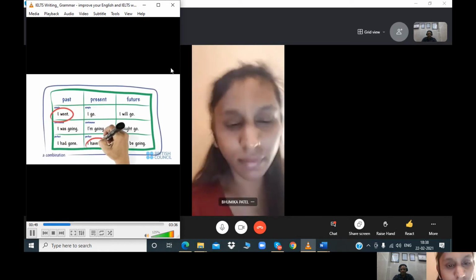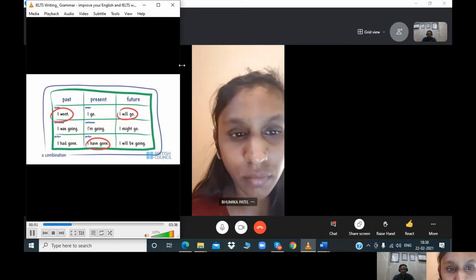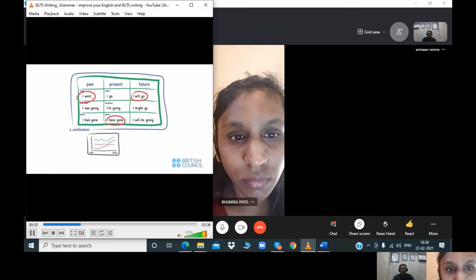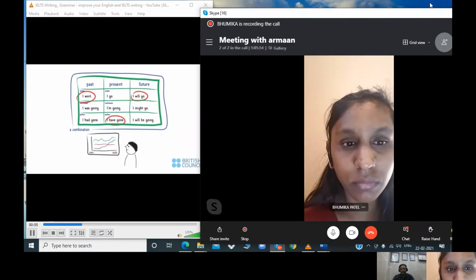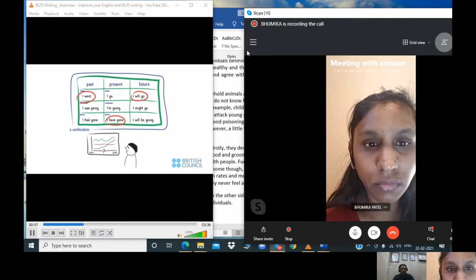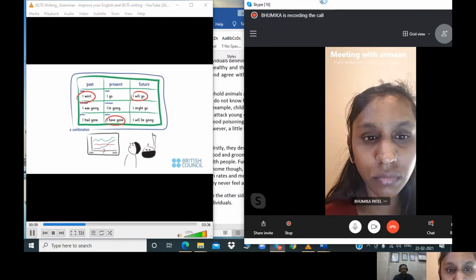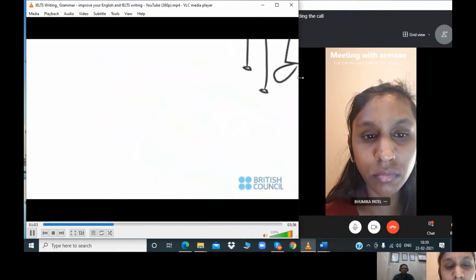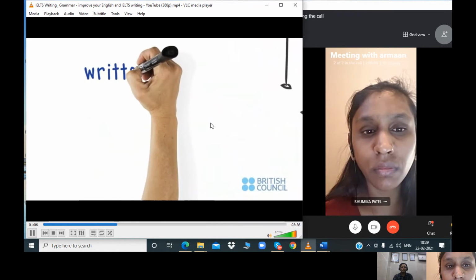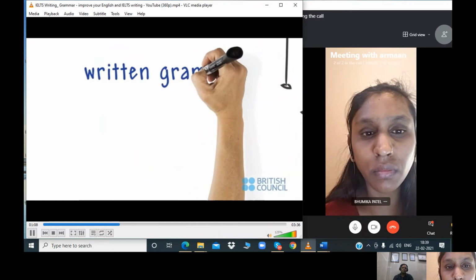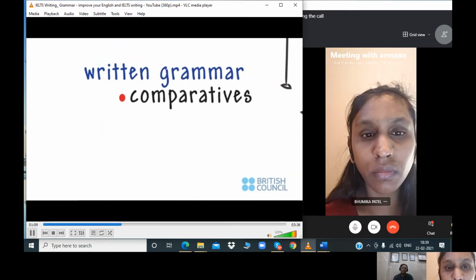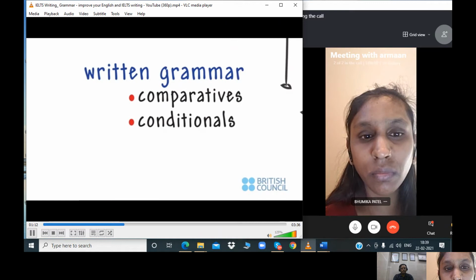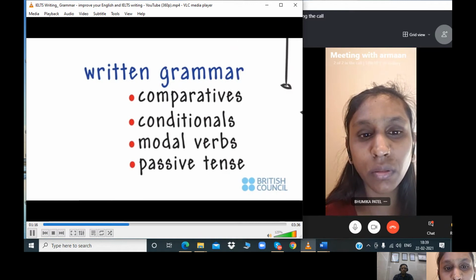Sometimes you can use a combination of these different tenses. For example, when analyzing an IELTS Task 1 diagram, note the time period being described and use the matching tenses when describing the information. Demonstrating a range of written grammar might also mean using some of these tenses: comparatives, conditionals, modal verbs, and the passive tense, especially for Task 1 process.